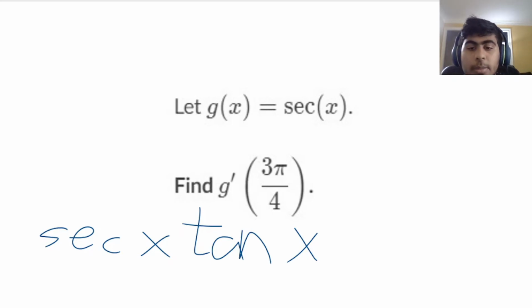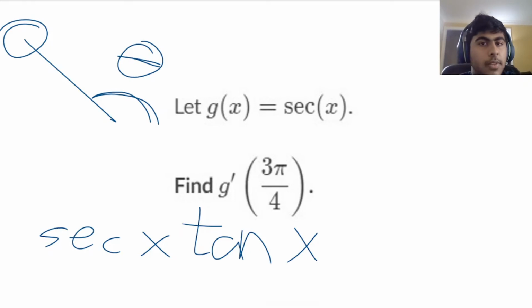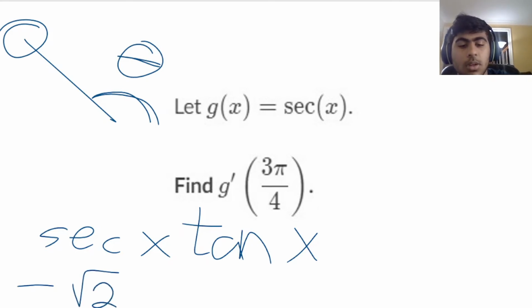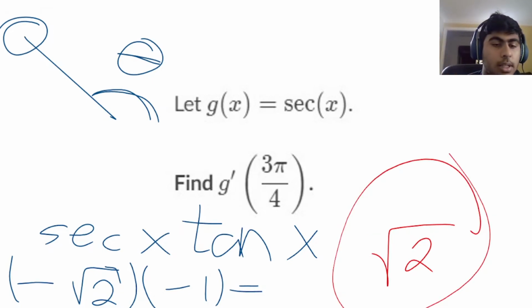So we just need to plug in 3 pi over 4 into our equation, right? So secant of x is going to be 1 over cosine of x. Cosine of 3 pi over 4, if you're thinking about it, would be like this angle right here, that theta. So the cosine of that would be negative 1 over the square root of 2. So here this would be negative square root of 2. And then the tangent would be negative 1. And so our answer would just be the square root of 2. Alright, let's move on.